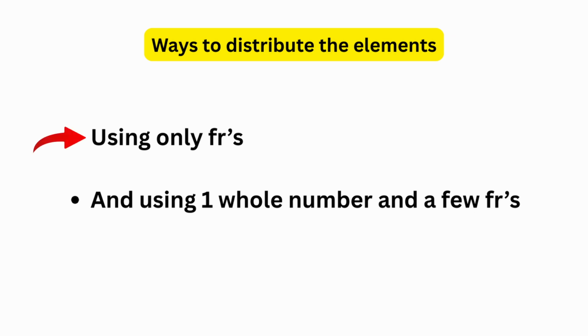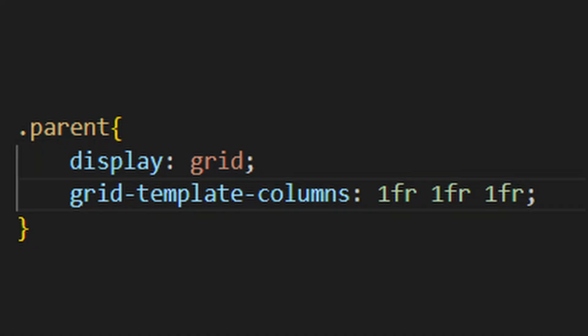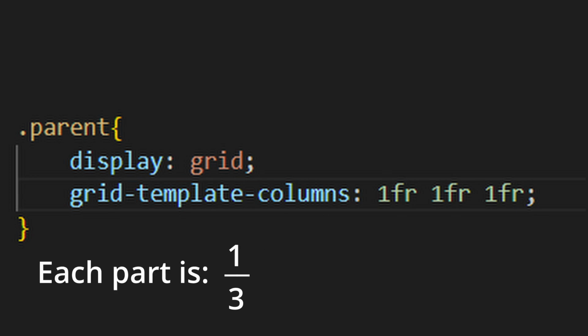First, using only fractional units. This is an example of using only fractional units to distribute the elements. Now, you may not know what it means, so let me explain in as simple, weird ways as possible. This is where fractions are useful. The number of FRs is the denominator, which is the total number of parts in a whole, whereas the value of each FR is the size of each part. I will use units as a measurement for the size.